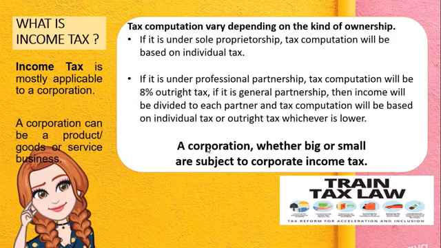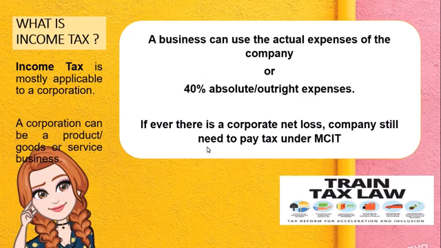A tax computation varies depending on the kind of ownership. So if it is under sole proprietorship, tax computation will be based on individual tax. If it is under professional partnership, tax computation will be 8% outright tax if it is a general partnership. Then, income will be divided to each partner and tax computation will be based on individual tax or outright tax, whichever is lower. A corporation, whether big or small, is subject to corporate income tax.